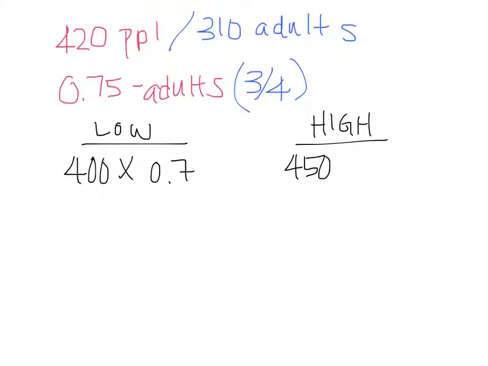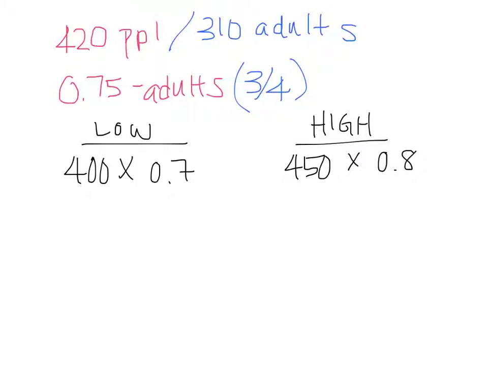So then instead of saying 500, 420 on the low end would be 400 and the higher end would be about 450, which is still a nice round number. So we take 450 and then we multiply that by, instead of 0.7 for the low, a high would be 0.8.